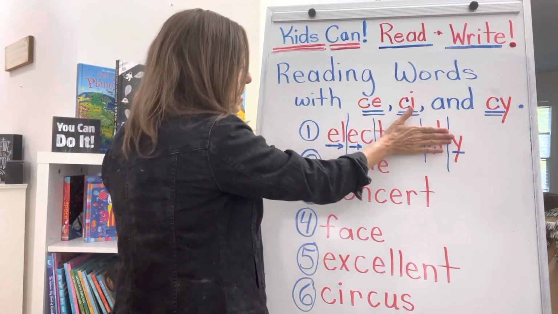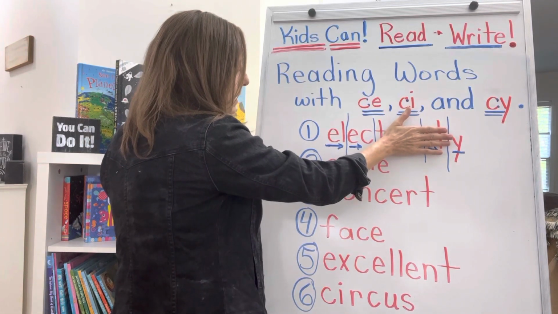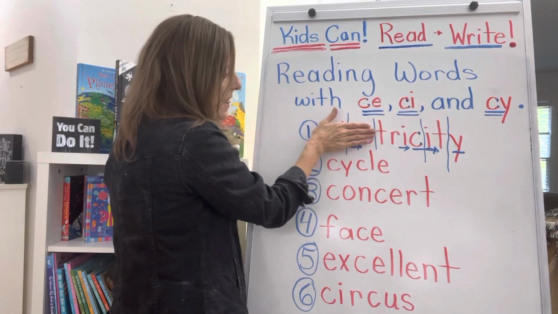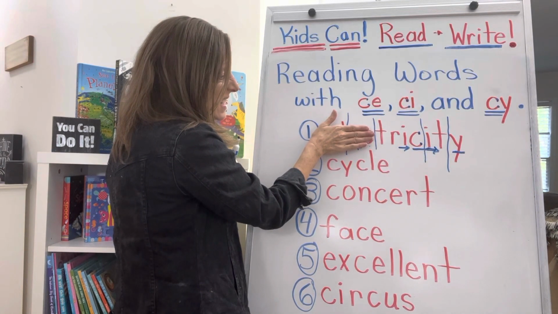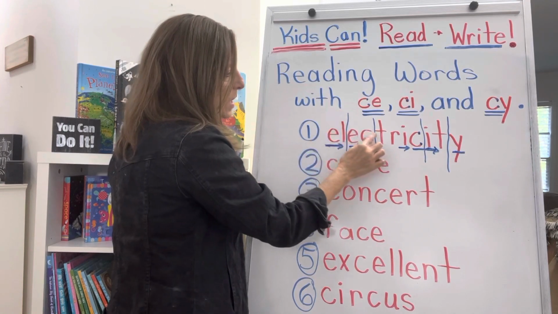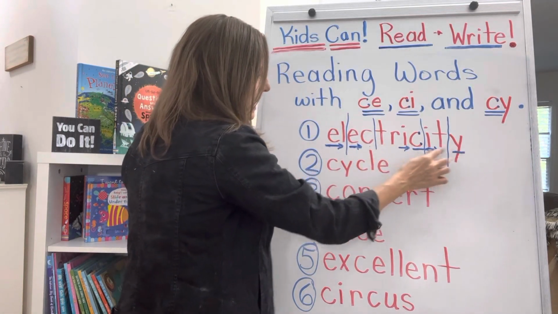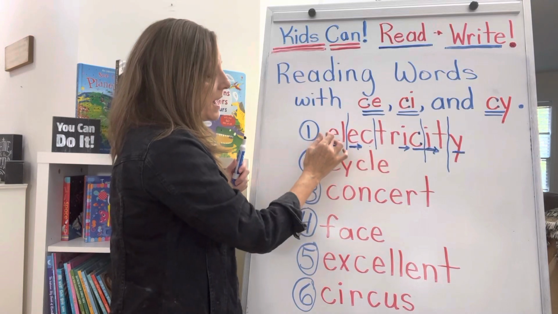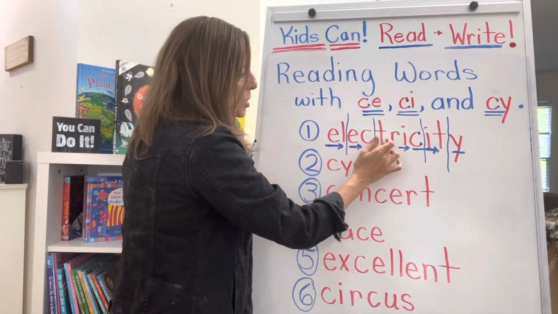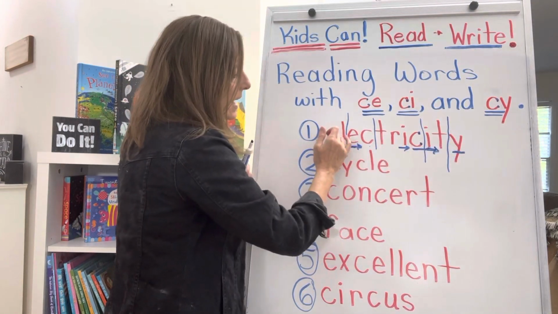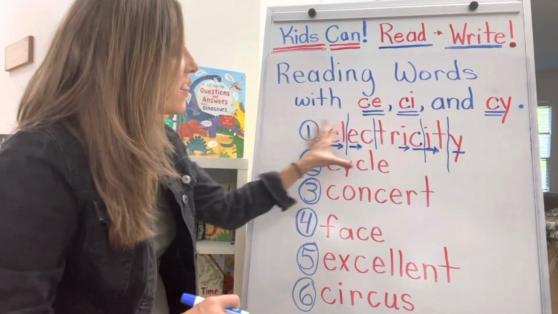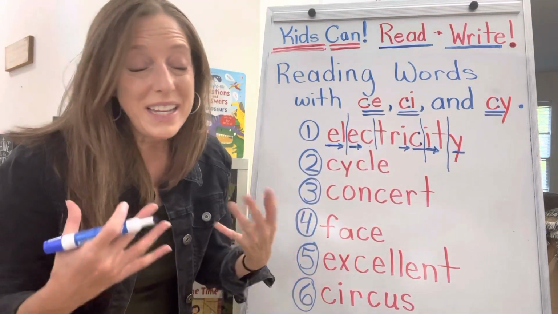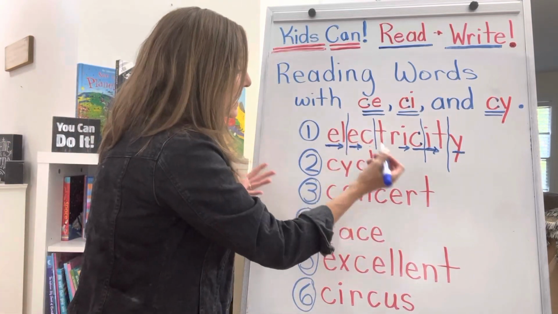So what I would do is help them read two parts. L, ek, elek, and then read the rest. Tris, it, E. Tris, it, T. And then put them together. Electricity. Electricity. Electricity. So that's how you're going to deal with this CE, CI, CY trick.